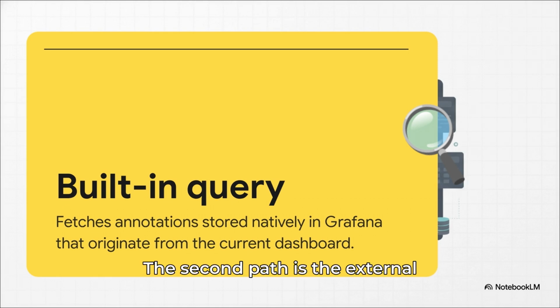The second path is the external query. This one fetches annotations dynamically using an external data source. So this means you can write a query using Loki, Prometheus, or InfluxDB to automatically translate your log streams or database events into visual markers directly on your graph.